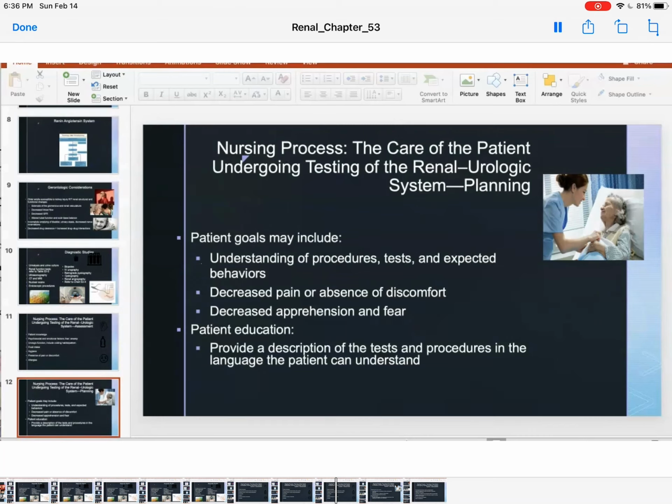Patient goals include understanding of the procedure, tests, and what to expect. That includes their family, especially if it's a pediatric patient. Decreased pain and absence of discomfort. A lot of times they'll use analgesics or antispasmodic medications to help with this. Decreased apprehension and fear. And then patient education, of course, providing a description of the test and the procedure in a language the patient can understand.